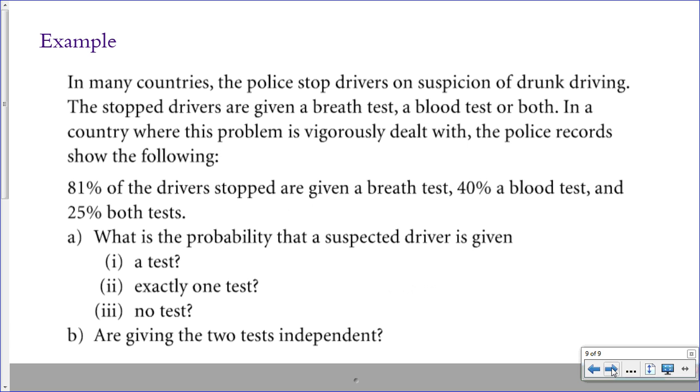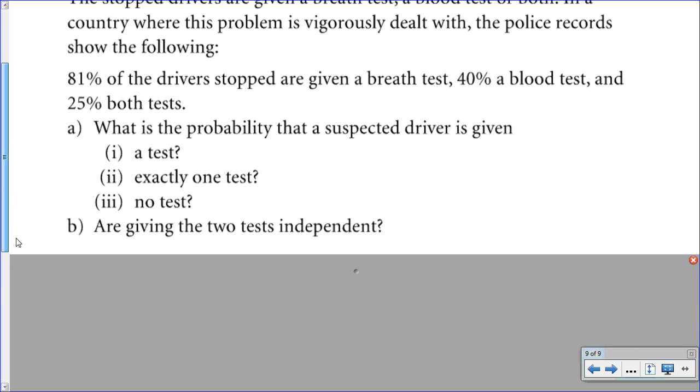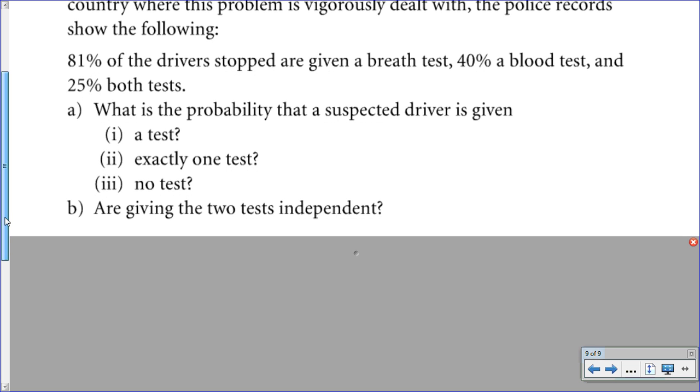And then finally, another data-driven question, but it's with percents or probabilities rather than with raw numbers. So what we're told is that 81% of drivers stopped are given a breath test and 40% are given a blood test. And it says 25 are given both. So that's enough information really to draw the Venn diagram of this with a little backwards thinking. I might do that because I see the questions that are following, and it might be helpful if I had all the probabilities spelled out in a Venn diagram.